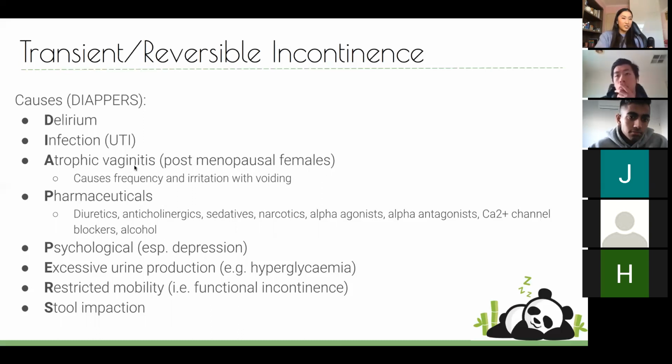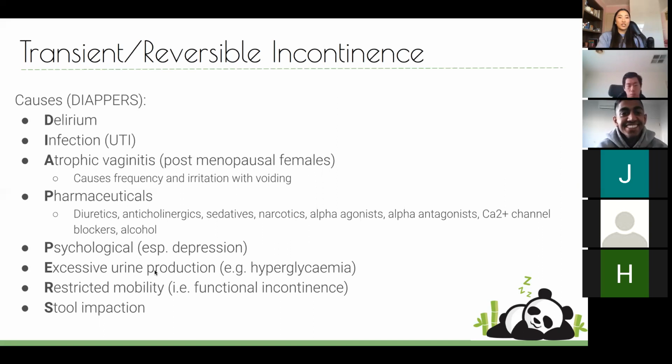Atrophic vaginitis in postmenopausal females. Pharmaceuticals, so that is diuretics, obviously. If you're taking something that is making you pee, that is potentially going to increase the risk of incontinence, but also other things. Psychological is like depression, if they can't get to the toilet because they're so depressed. I don't know, it's just filling in the mnemonic.